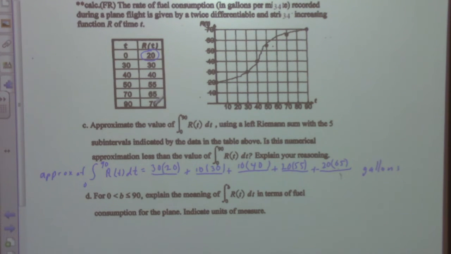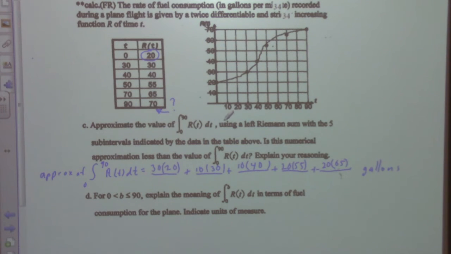And what do we do with this 70 here? We just ignore it, because it doesn't exist. This would have been good for a right Riemann sum, but not helpful for a left Riemann sum. And so this is the answer to the question.